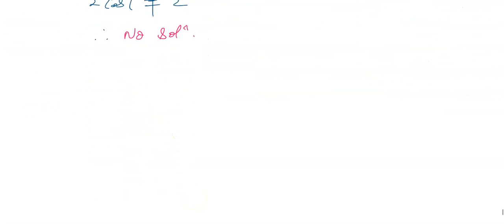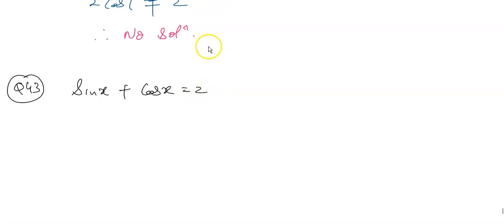Then 43 says the equation sin x plus cos x equals 2 has... So we have sin x plus cos x equal to 2. Again, sin x plus cos x equal to 2 is written, so you can write it in the same a sin x plus b cos x form, so you can multiply and divide by root 2.